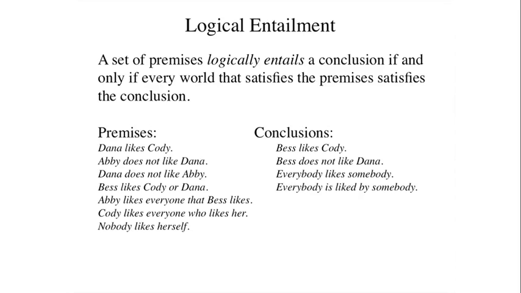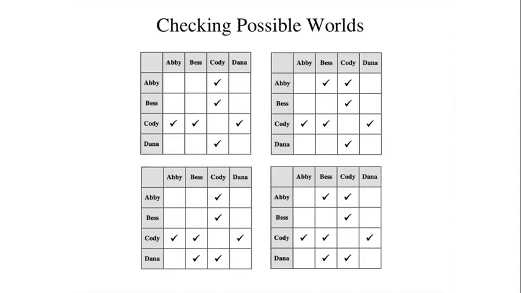What can we conclude from our set of sentences? Quite a bit, as it turns out. For example, it must be the case that Bess likes Cody. Also, Bess does not like Dana. There are also some general conclusions that must be true. For example, in this world with just 4 girls, we can conclude that everybody likes somebody. Also, that everybody is liked by somebody.